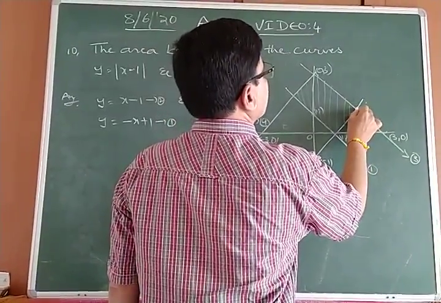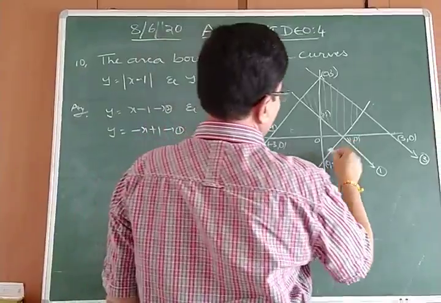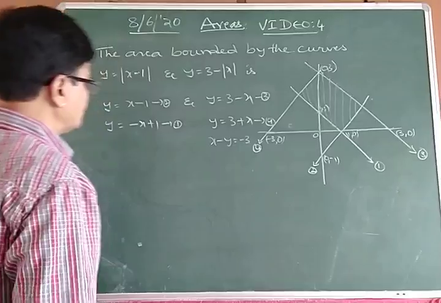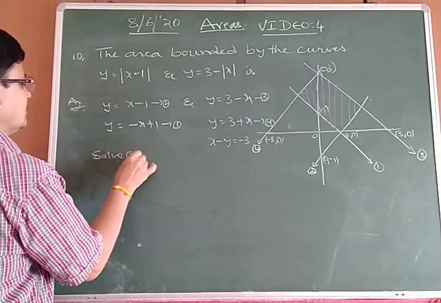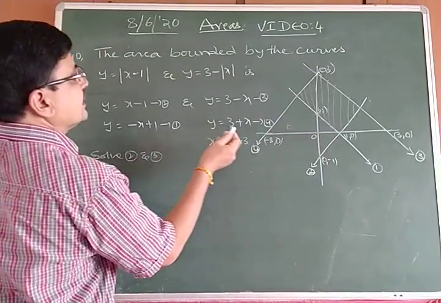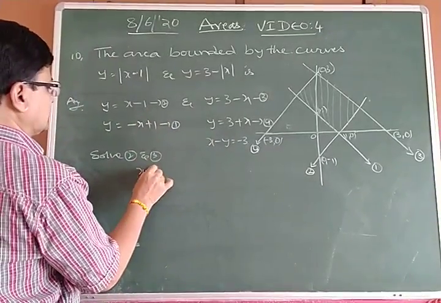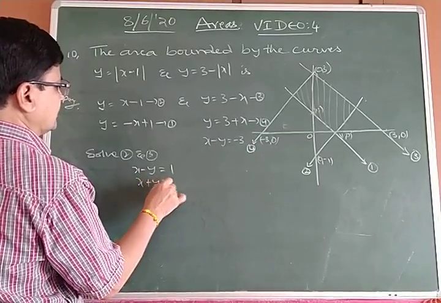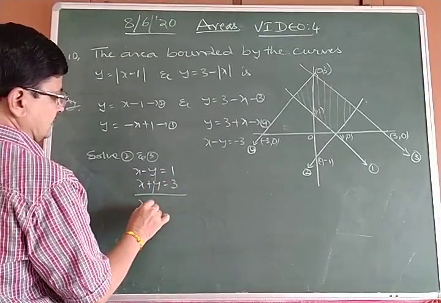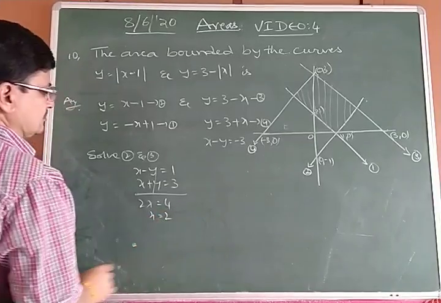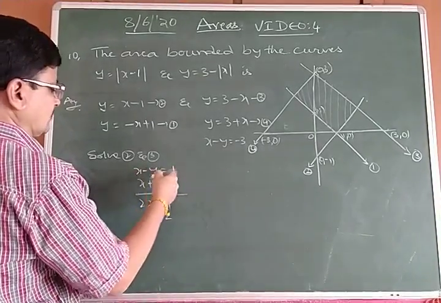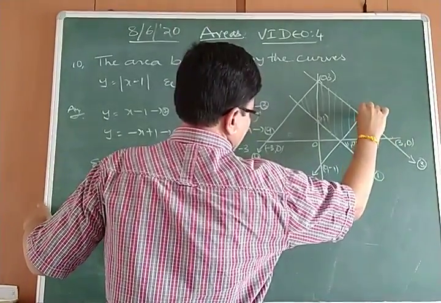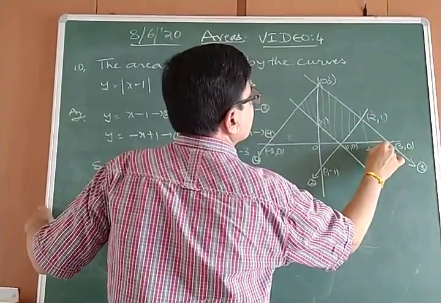Now what is the point of intersection of this one? That means lines 2 and 3 intersect at this point. So solve 2 and 3. The second equation is x minus y is equal to 1 and this one is x plus y is equal to 3. Adding, 2x is equal to 4, x is equal to 2. When x is equal to 2, y is equal to 1. So this is the point 2 comma 1. Now we draw a line from 2 comma 1 to 2 comma 0.